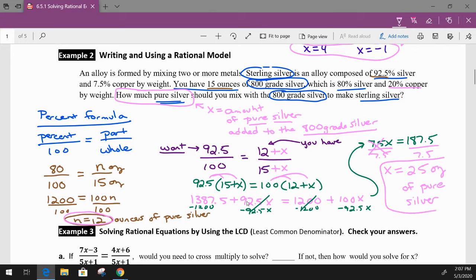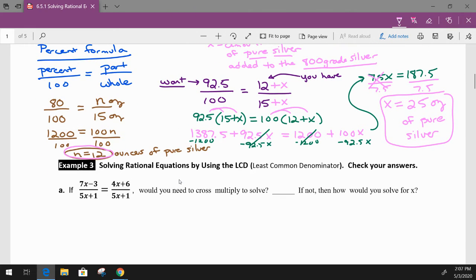So that's kind of a lot of ounces. So we have to put a lot more silver into this 800 grade silver in order to make it sterling silver. All right, so there are a couple story problems on your assignment. Maybe I'll help setting them up. I'll help you guys set them up when I'm done with the notes here.